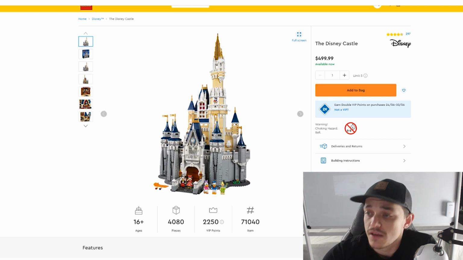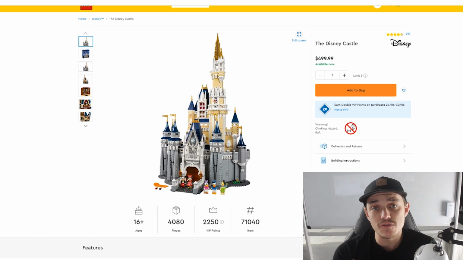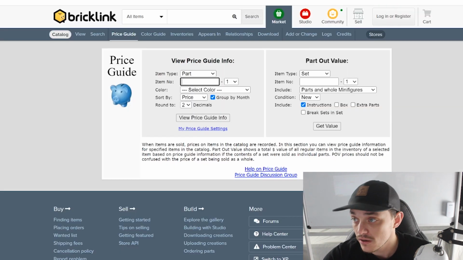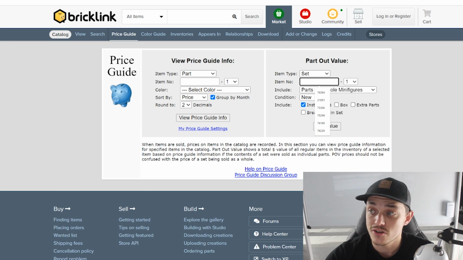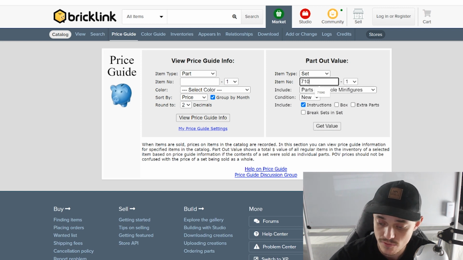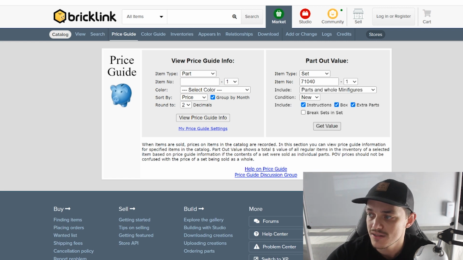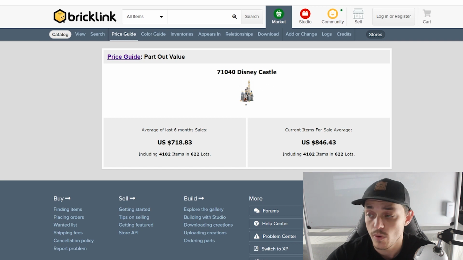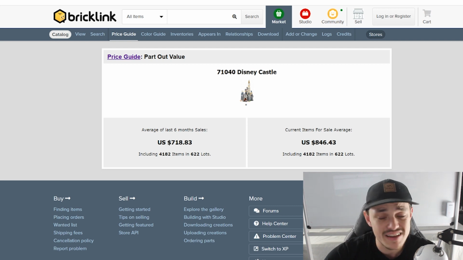Now, part out. What is the part out value of this set? If we were to purchase this set, break it up and sell those pieces individually, how much would we get back on average? So that's when we're going to go back to BrickLink, and we're going to go to the BrickLink price guide, which is this one here. Now we're going to go over to the right-hand side where it says part out value, and we're going to chuck in the item number, which is 71040. We're going to be ticking the box for extra parts and get value. This does give it in US. So I like to usually do kind of between this and this number. So let's just say 750. So 750 US is the part out value.